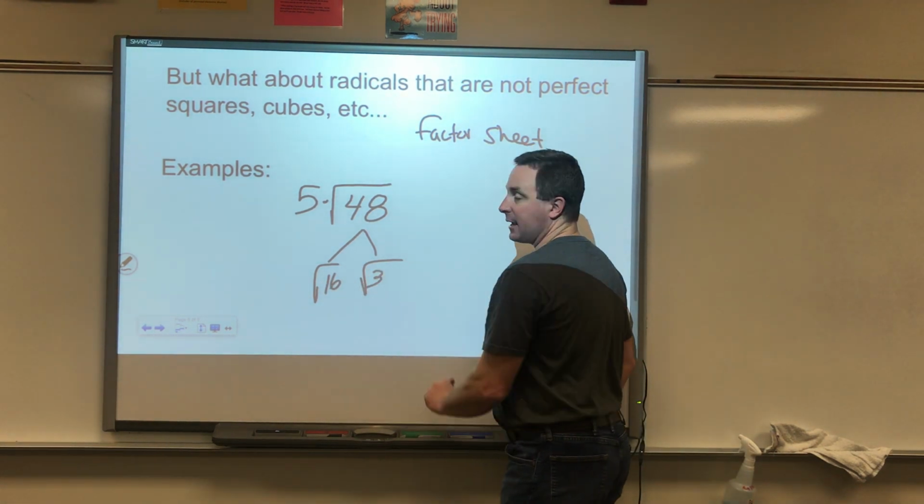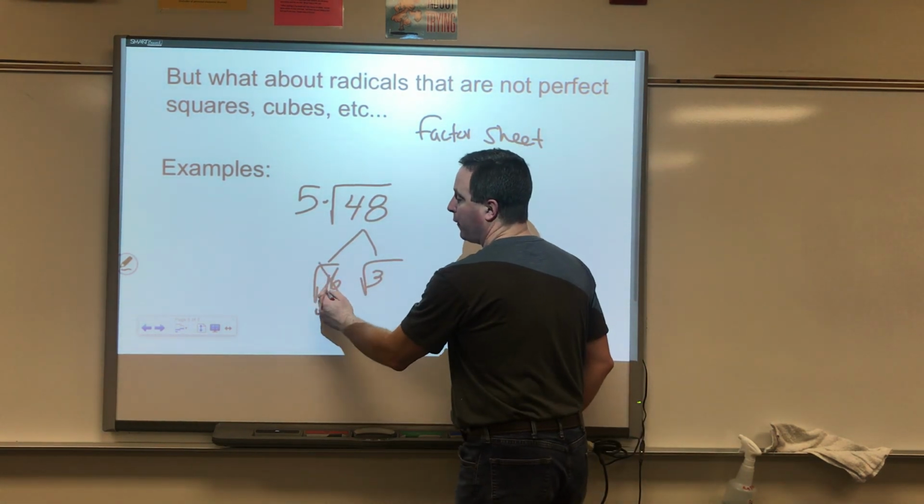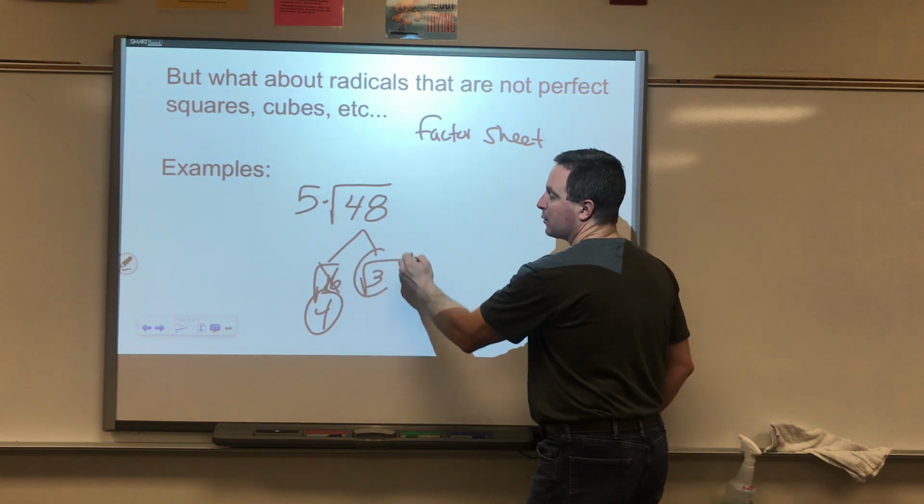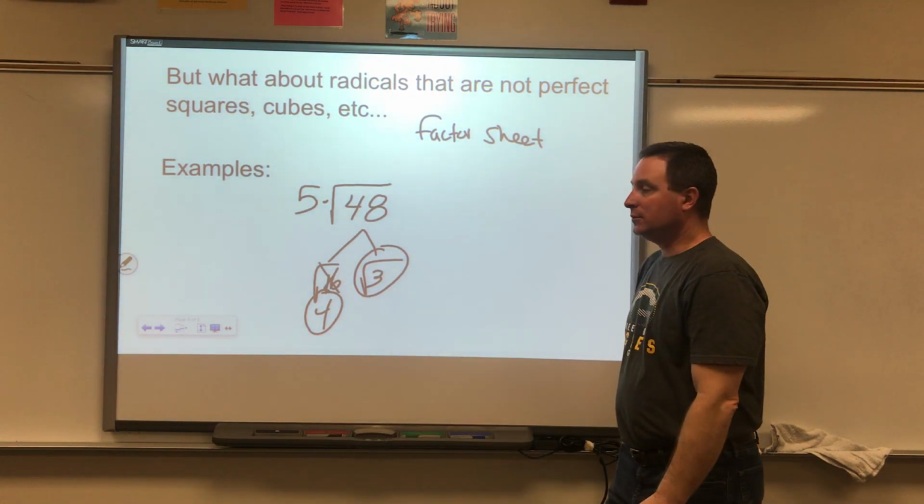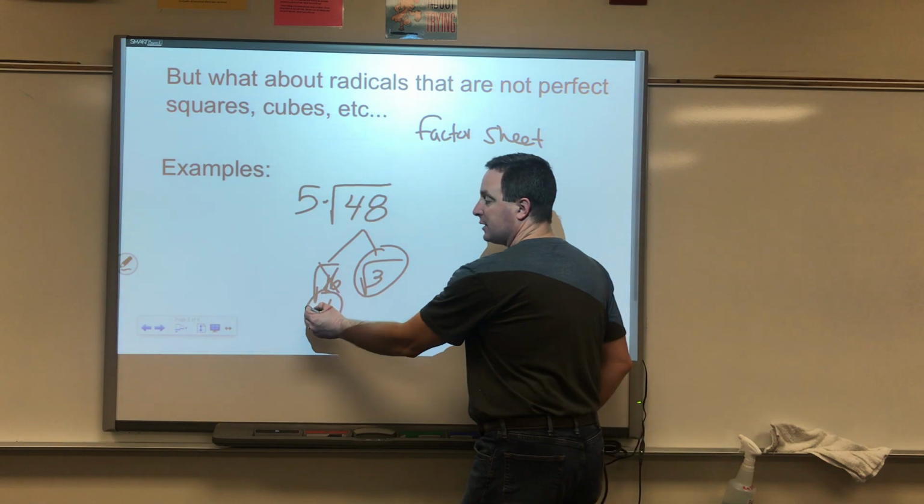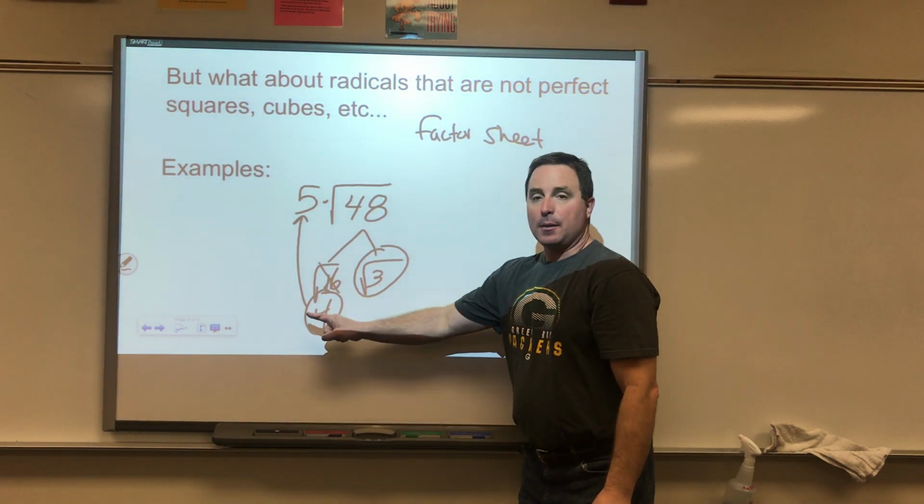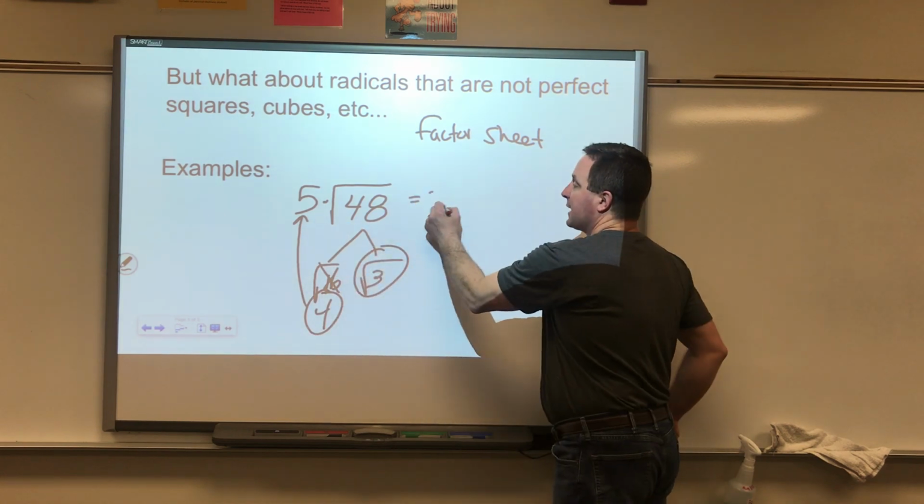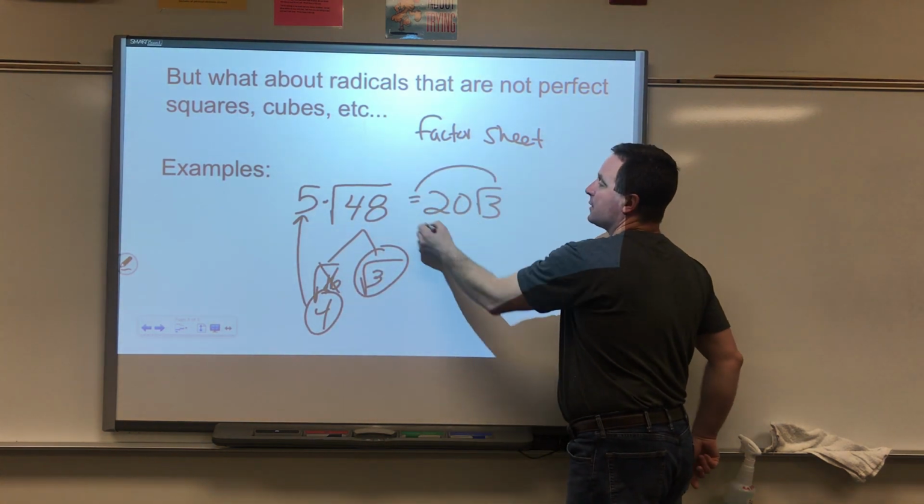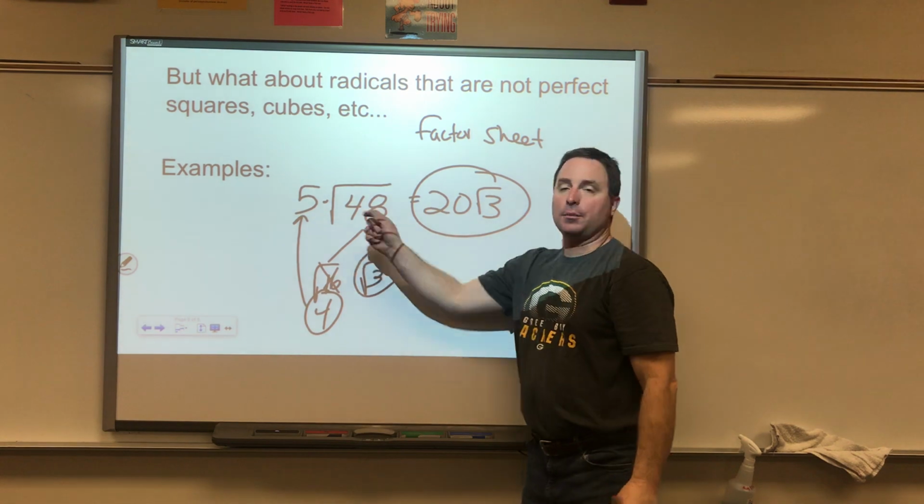It's 16 and 3. And the square root of 16 is 4. And I have a square root of 3. Okay, so now what do we do? Well, this is a big 4, and like I said, that 5 is just a multiplier. So I'm going to multiply 4 times 5 to get 20 square roots of 3. Okay, it's just a multiplier, that's all.